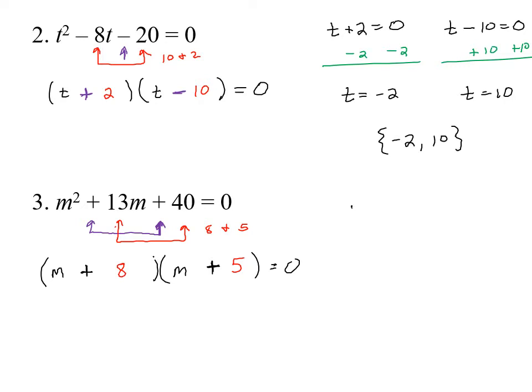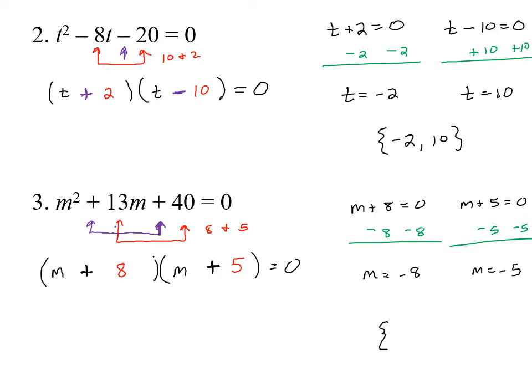So then you set each one of those equal to 0. M plus 8 equals 0, or m plus 5 equals 0. I can subtract the 8 from both sides, and I'll get that m is negative 8. Or I could subtract the 5 from both sides, and say that m equals negative 5. So my two solutions would be negative 8 and negative 5. And those are my answers. So hopefully that's not too bad.